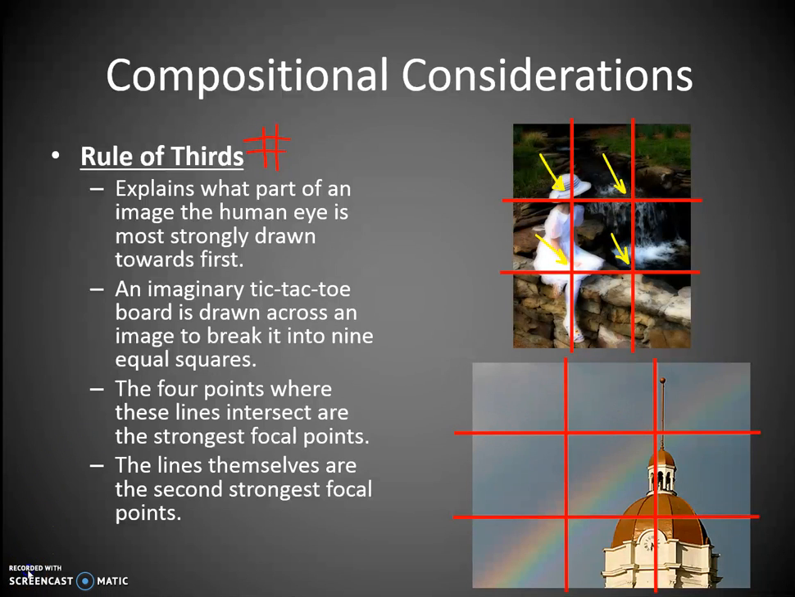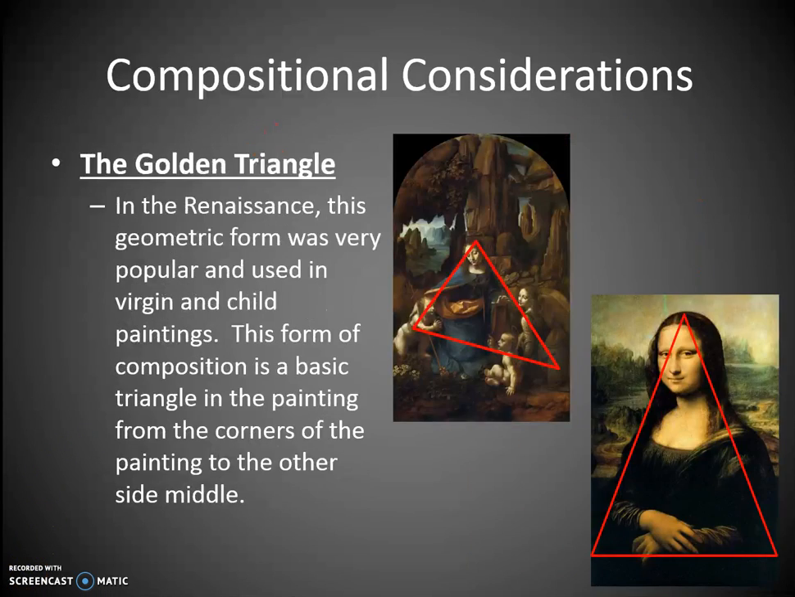Our next compositional consideration is going to be the golden triangle. We are going to be using a triangle to represent this compositional consideration all throughout the semester. This one's pretty easy, okay? And it kind of goes along with what your instincts in terms of centering your subjects tend to be. However, if you center something, you definitely want to do it with a purpose.